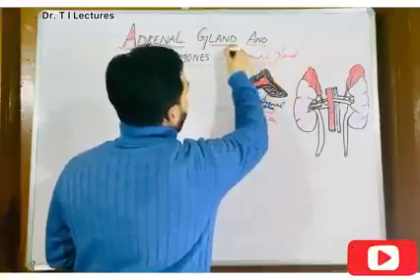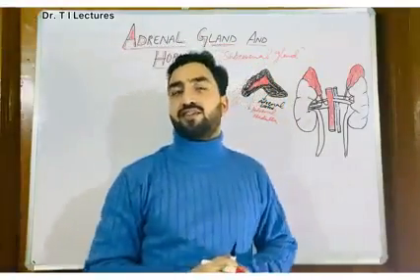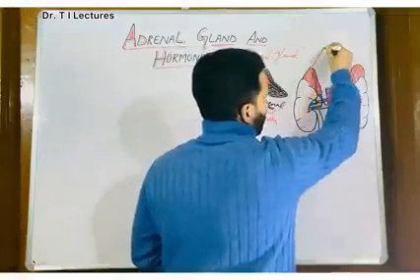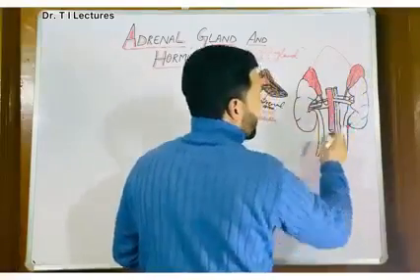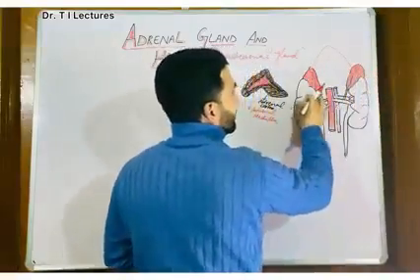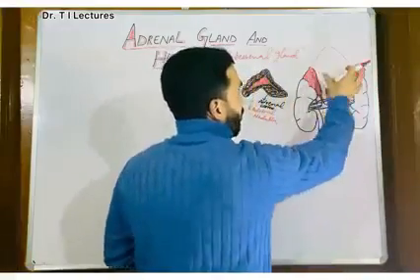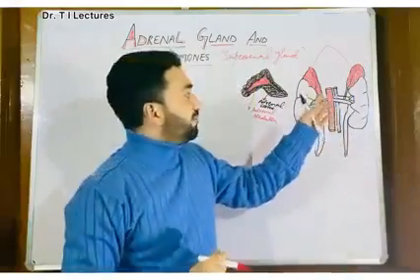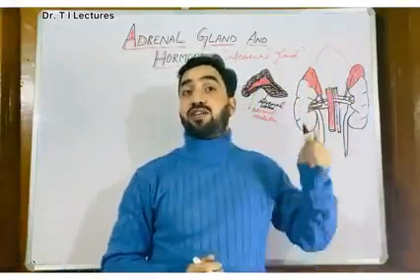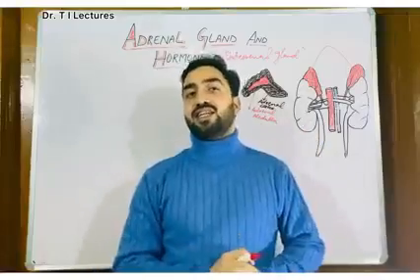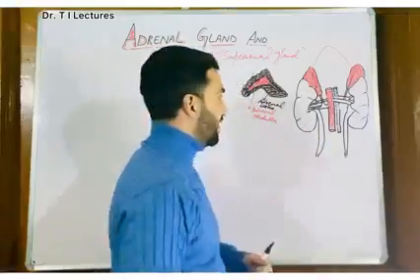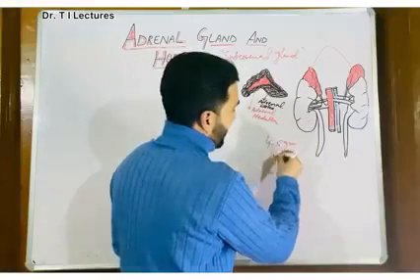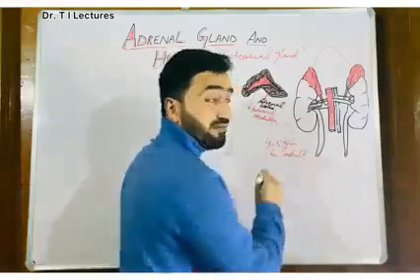Adrenal gland is also called suprarenal gland, right? The human body has two adrenal glands. Here you can see the image of the adrenal gland. These are cap-like structures present on each kidney. This is one kidney, this is another kidney, right? So on these two kidneys, two adrenal or suprarenal glands are present. That means these adrenal glands are situated on the top of each kidney, and each adrenal gland weighs 4 to 5 grams in an adult, right?